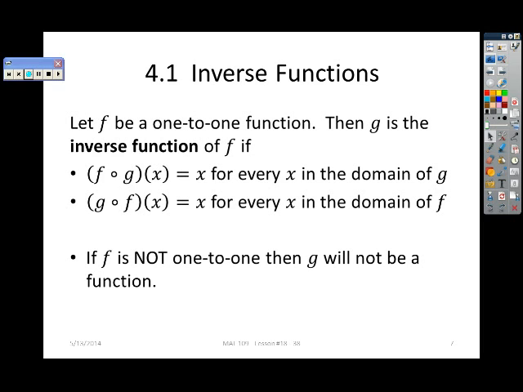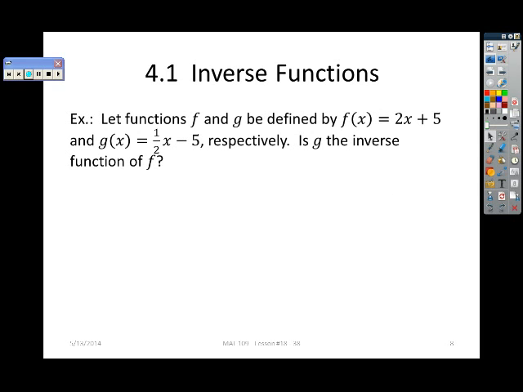So if you have a function that's not 1-to-1, then it's not going to have an inverse, because you can't guarantee you'll get back where you started from if it's not 1-to-1. That's the concept of 1-to-1. You get back to the starting point. So anytime you're trying to find an inverse, your first check would be to see if it's 1-to-1. If it's not 1-to-1, you can stop, because it does not have an inverse.